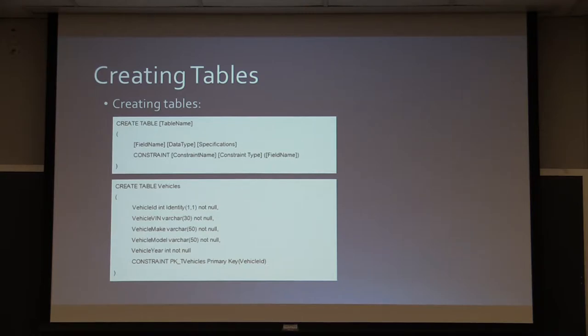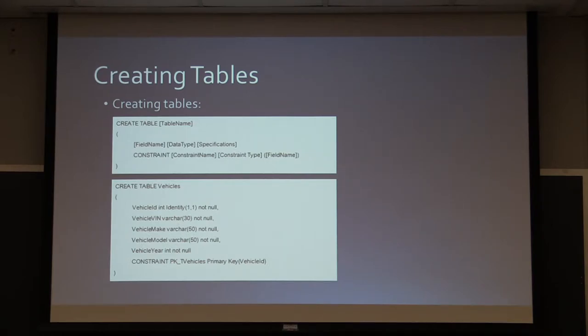And then a comma. And then we go through and set the other ones. The VIN is a varchar. So we use that for strings. And I set it up to have 30 characters in it. Our conforming VINs are only 17, but just assuming that one day they might change that, I left some extra space in there. And it's also not null. Then the make I left 50 characters for, also varchar. It's not null. Model, the same. And then vehicle year I said is an integer, also not null.